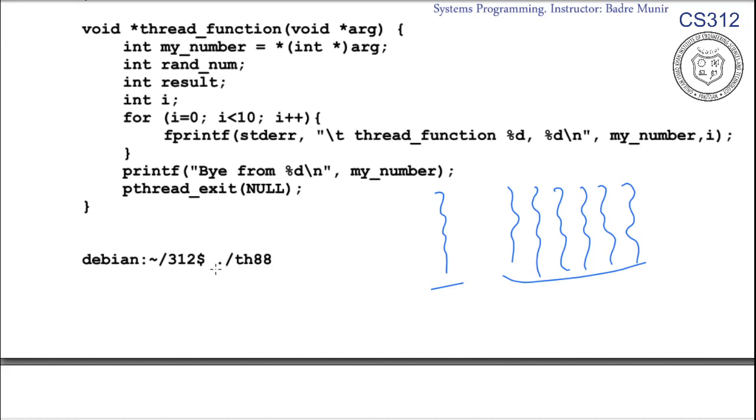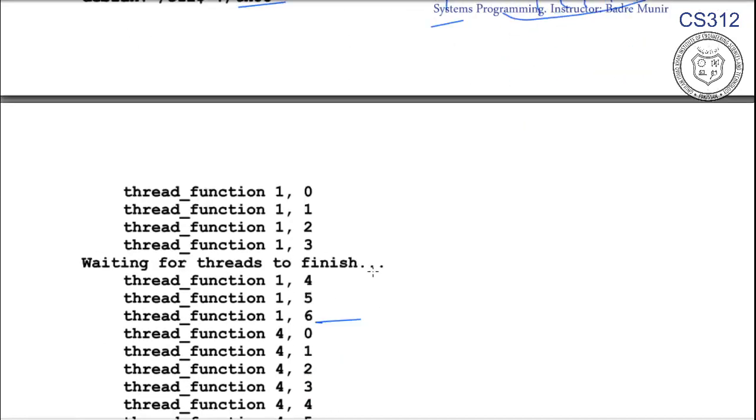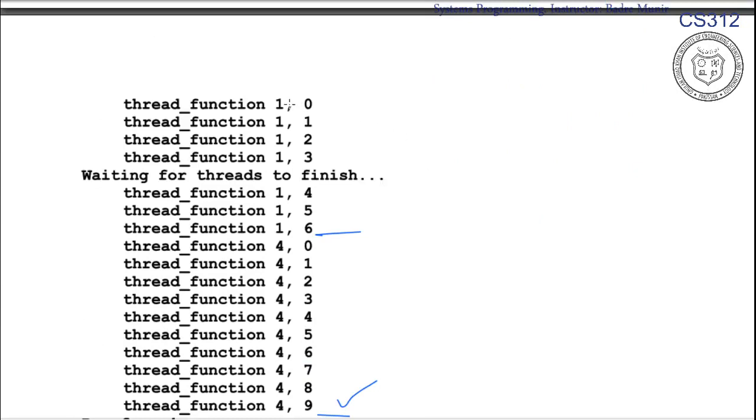When compiling this program, I named the executable th88. You can name it anything else. When I execute this program, the output shows that thread 1 was able to complete from iterations 0 to 6. This means the for loop in thread 1 is not complete and it has been scheduled out.